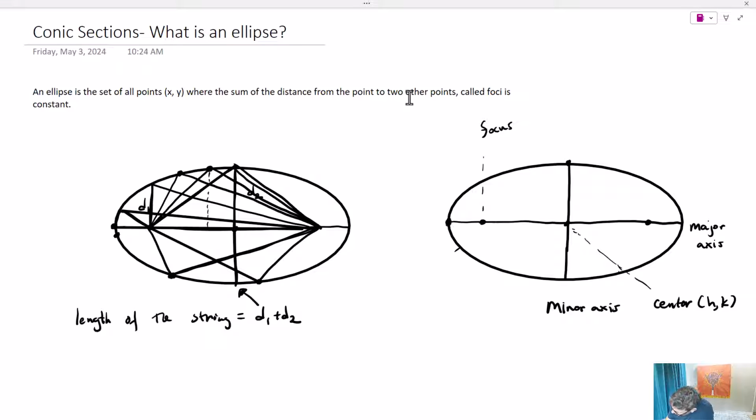These points out here, they're called our vertices, and that's called a vertex. We got another vertex over here. And now what we want to do is we want to go in and actually talk about some distances. So the distance from the center to the foci is called C. The length here from our center to the vertex, we're going to call that A.